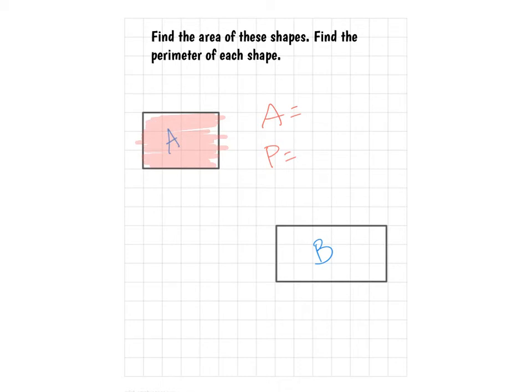So I'm going to take my 1, 2, 3 is my length, 4 is my width, so I would find my area. I would do 3 times 4 is equal to 12 square units. Okay, so next I'm going to find the perimeter.